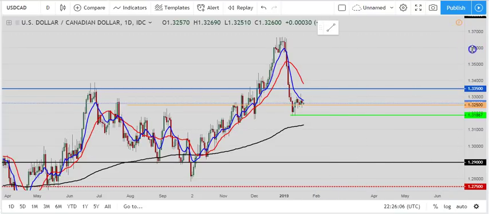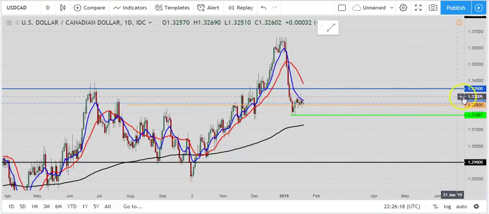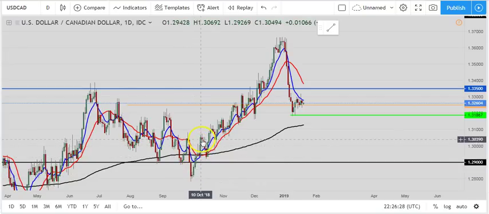And I'm not going to go too far. This is on the daily time frame now. 1.2900 is the key level for me. 1.3350 is the key level for me too. This is my weekly key level, and as you can see, the market has been in an uptrend right here.